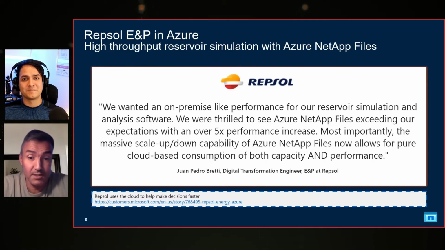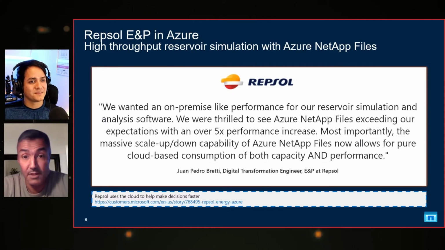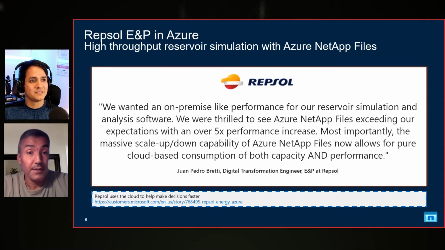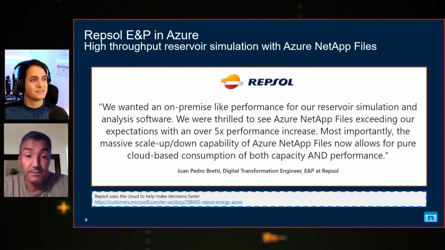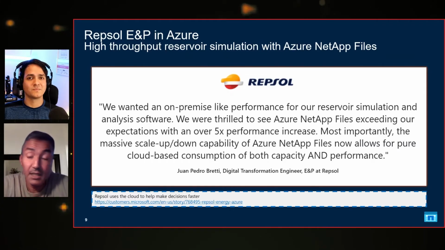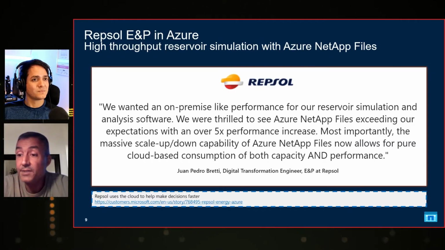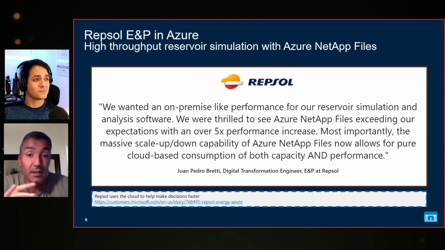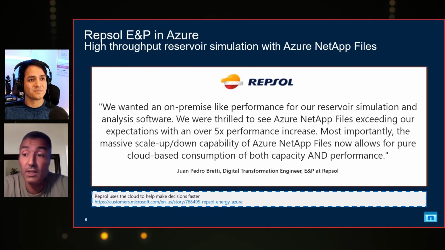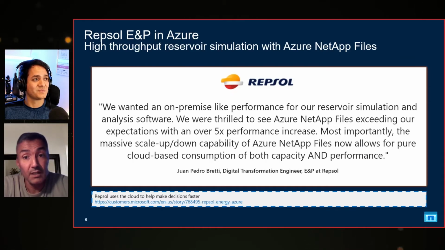So with flexibility and with Azure NetApp Files, you can scale your volumes. You can scale your capacity pools. You can change the service level in 2 clicks, and it's instantaneous. And then you get a much higher performance and capacity on the fly.